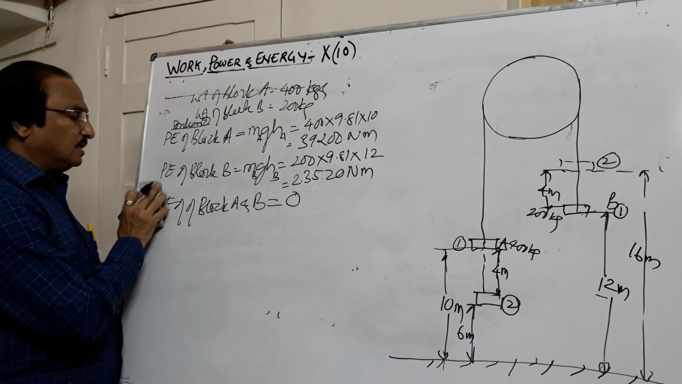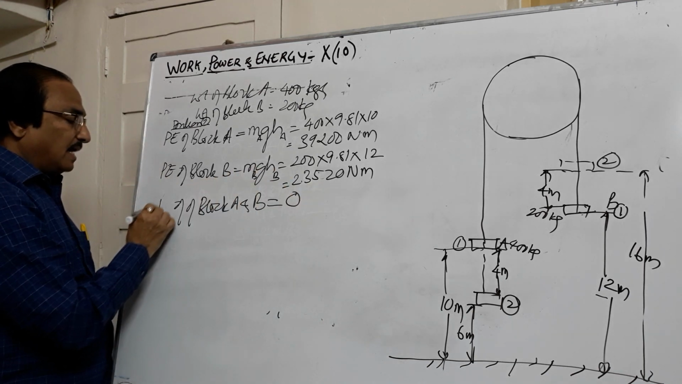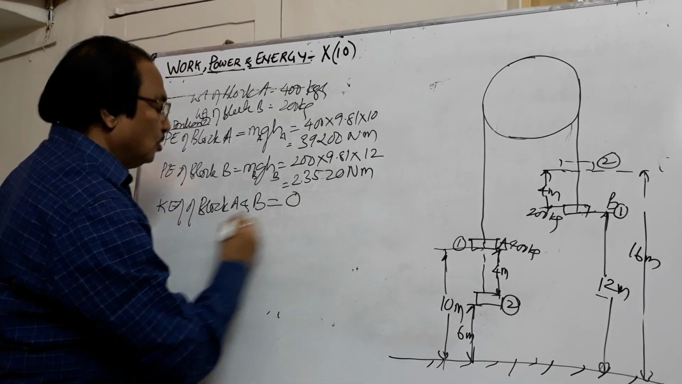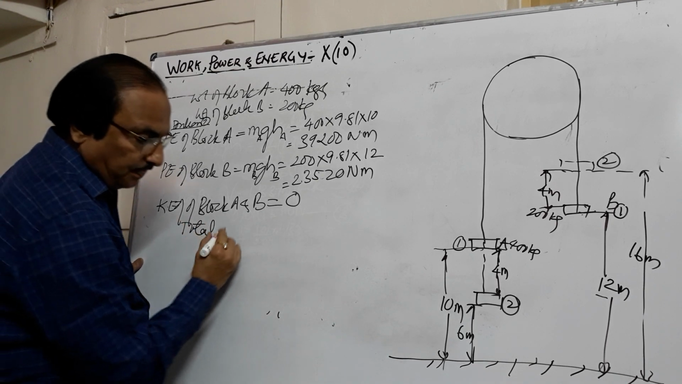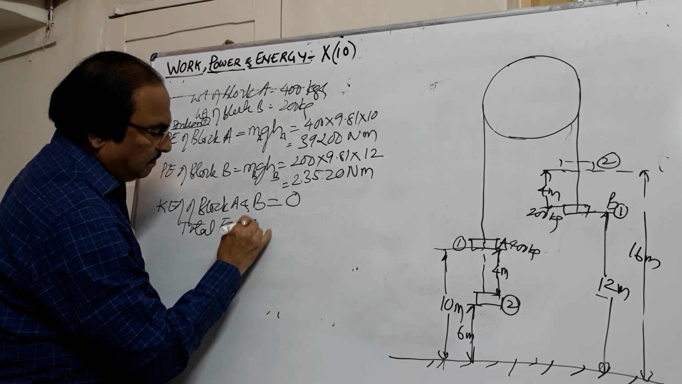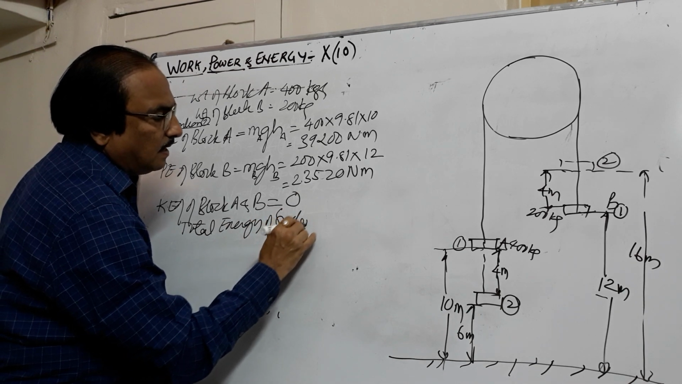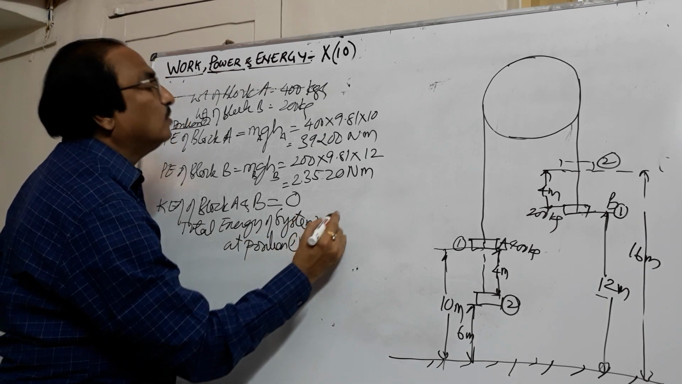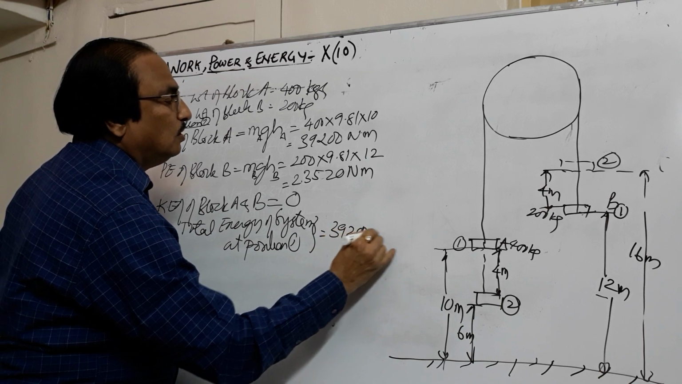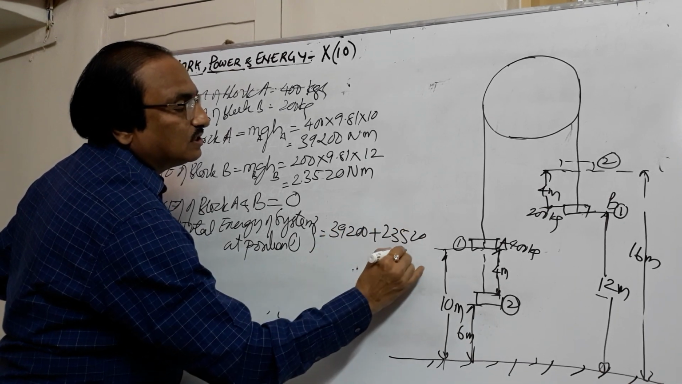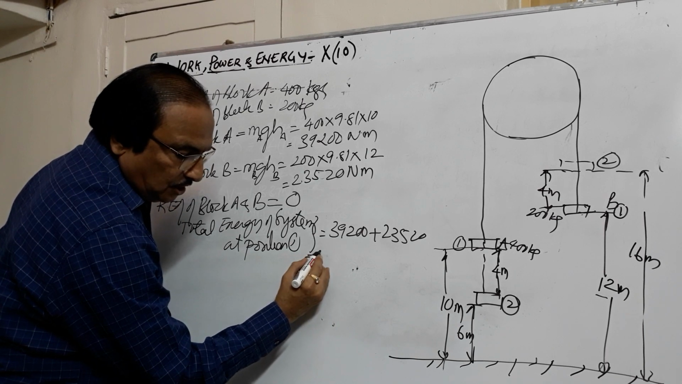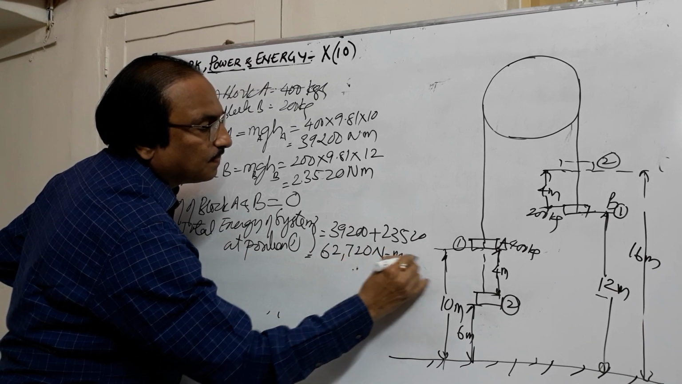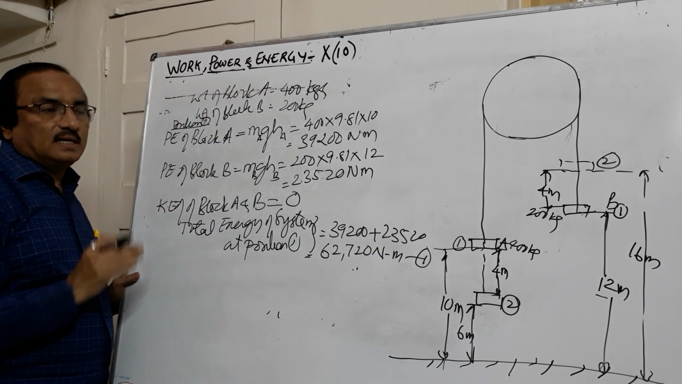Potential energy is there because the blocks are at a certain height. The kinetic energy of bodies A and B at the first position is 0. So the total energy of the system at position 1 will be equal to 39200 plus 23520, with kinetic energy 0. If you add this, you get the total energy as 62720 Newton meter. So this is the energy at position 1.